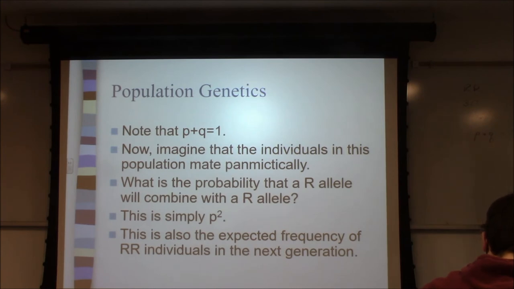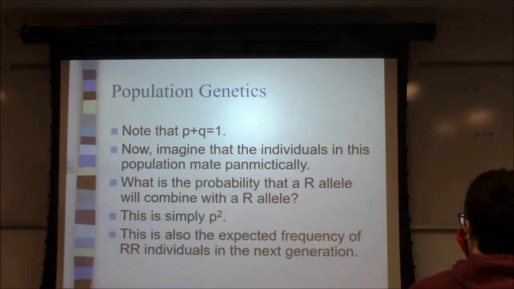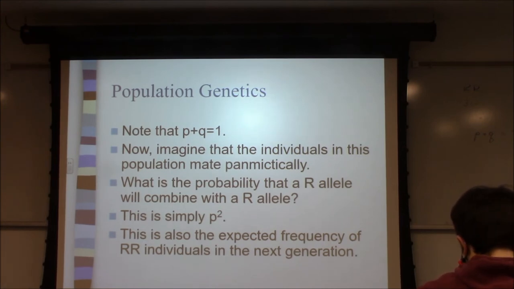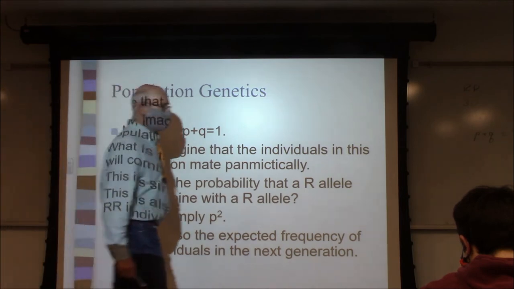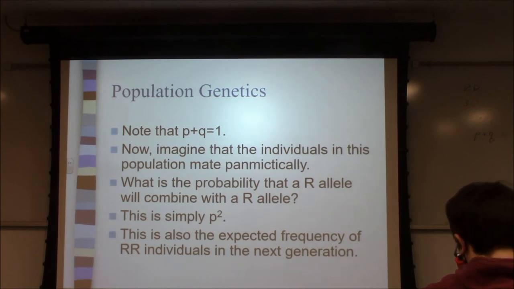Now, let's imagine that these pea plants are going to mate panmictically. What does that mean? When we say that organisms mate panmictically, what do we mean? What is panmictic breeding? No clue? Never heard of it. You didn't live through the 60s. How would you know? That's true. What is panmictic breeding? Anybody give me an example of an organism that breeds panmictically? Doesn't pan mean like all? Pan means all.